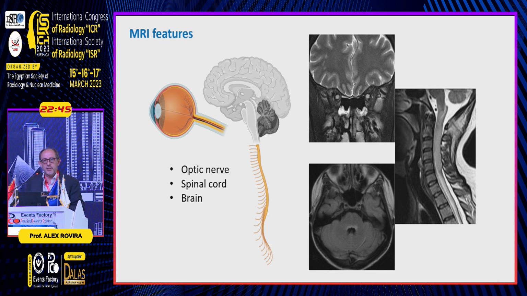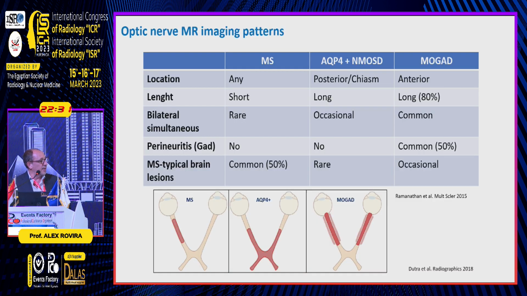So we also know that these three different disorders may affect different areas of the central nervous system, the optic nerve, the spinal cord, and also the brain. And we will focus on these three different topographies to make the differences between these three disorders. So first of all is the optic nerve. The optic nerve is commonly involved in all these three disorders and with different patterns.